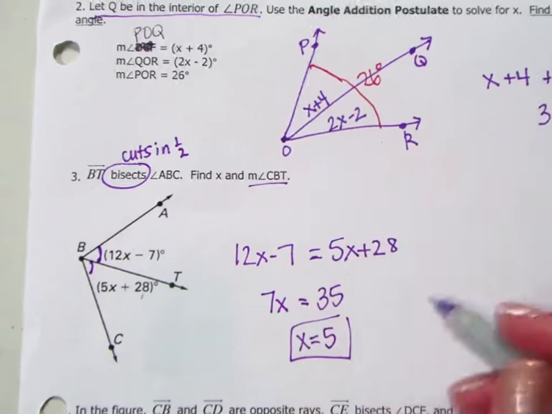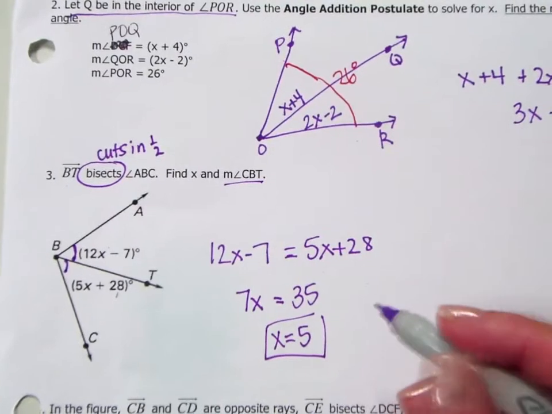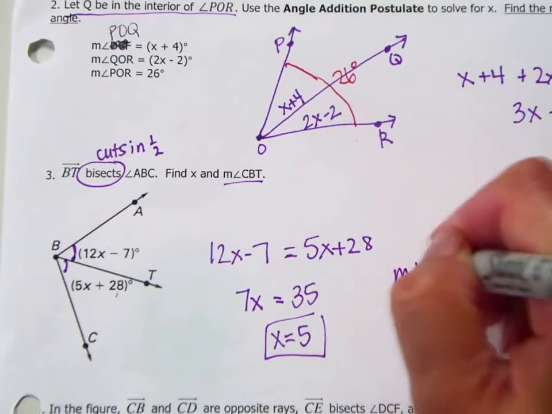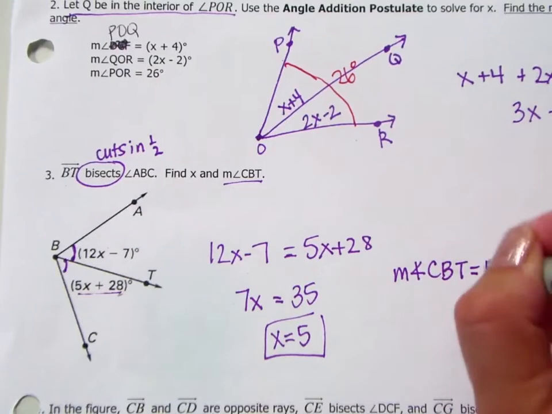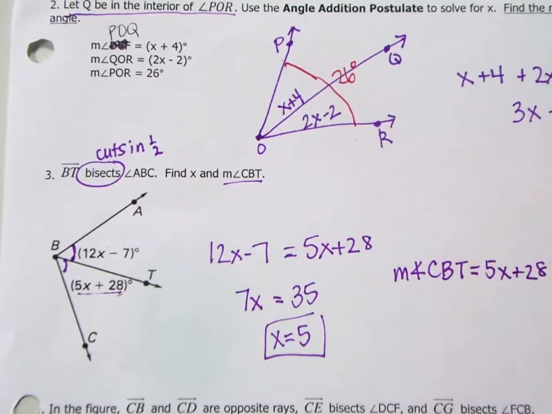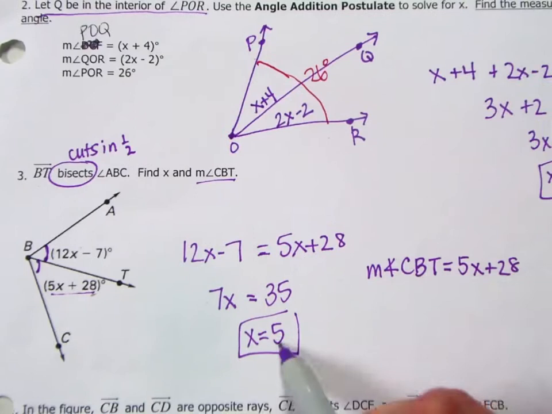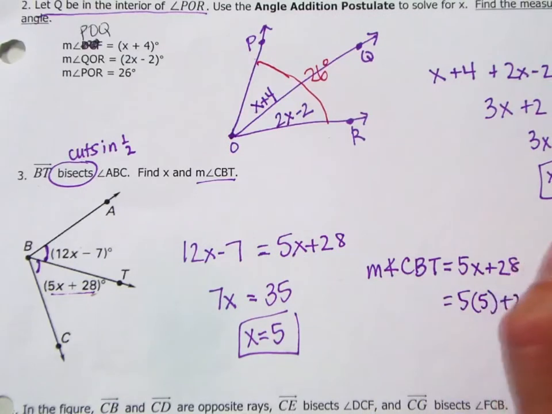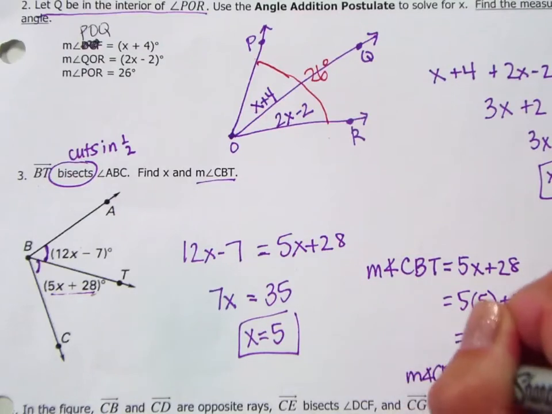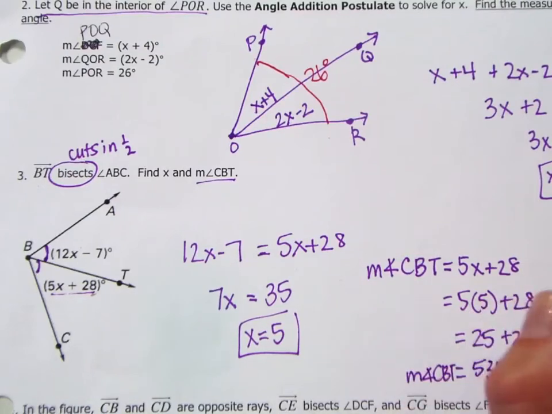Now we need to find the measure of angle CBT. The measure of angle CBT, its expression is 5x plus 28. And now I can plug in the value of x, which is 5. So the measure of angle CBT should be 53 degrees.